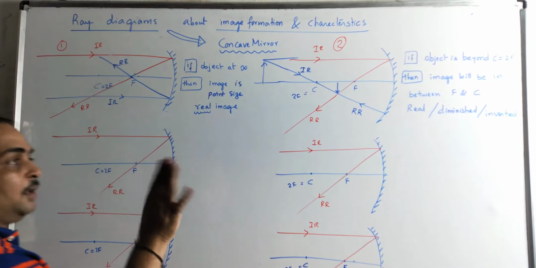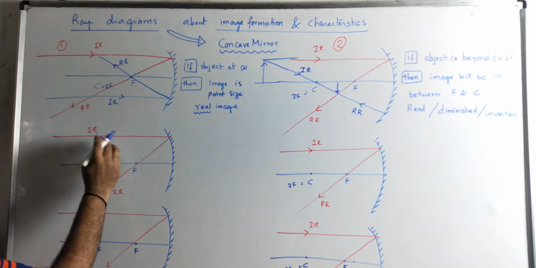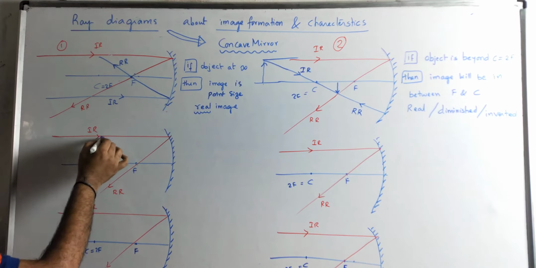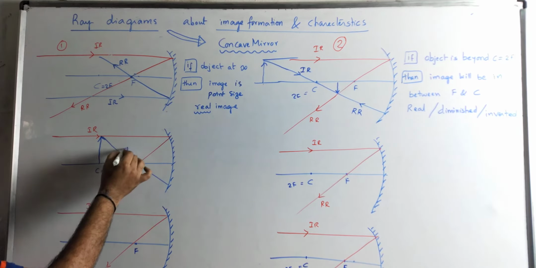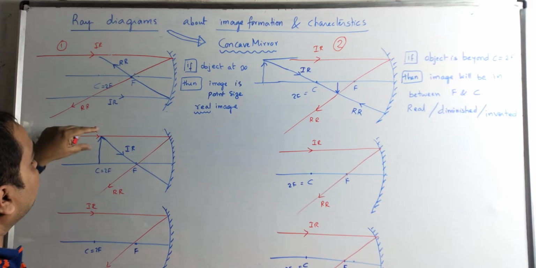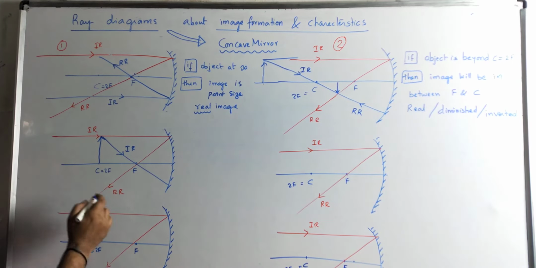Next, if you keep the object at the center of curvature here, one ray is coming from its head, another ray will pass through the focus like this. So this is also an incident ray. Two incident rays are meeting at this point. That means the object is real. You are not extending, it automatically comes.